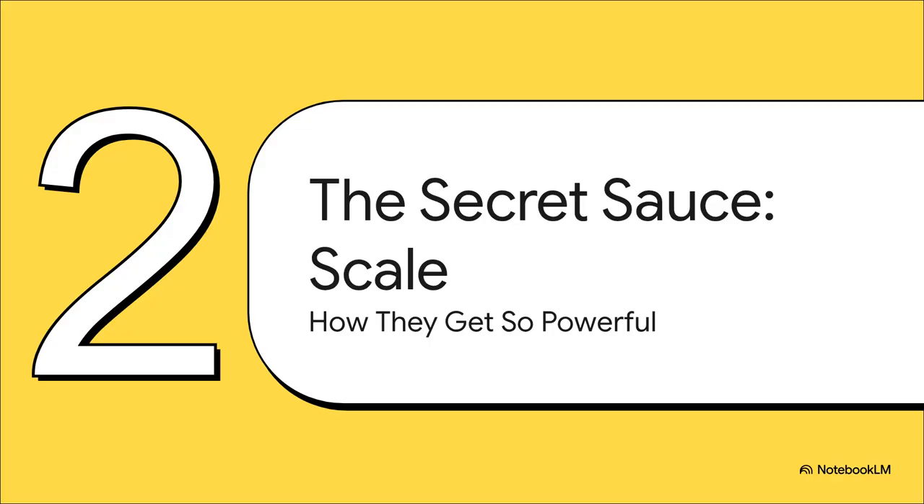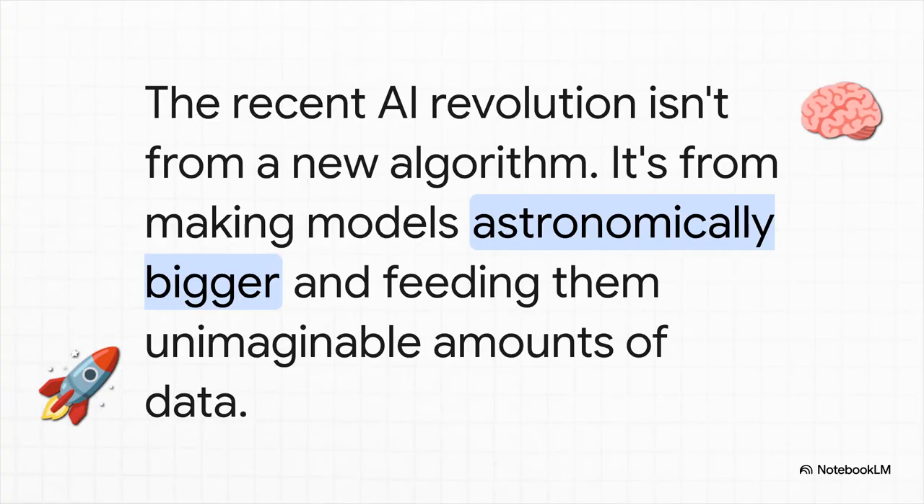So let's talk about that secret sauce, because this is the single biggest reason for the absolutely insane jump in AI performance we've all been seeing. It's all about scale. See, here's the thing you have to understand. While that transformer architecture was brilliant, the revolution we're living through right now hasn't come from some brand new genius algorithm. It's come from making these existing models astronomically bigger and feeding them an almost unimaginable amount of data.